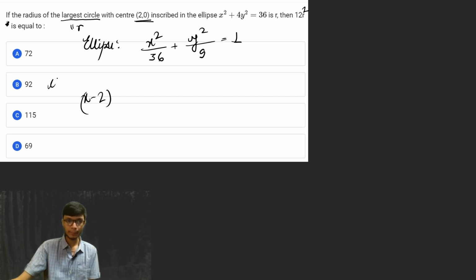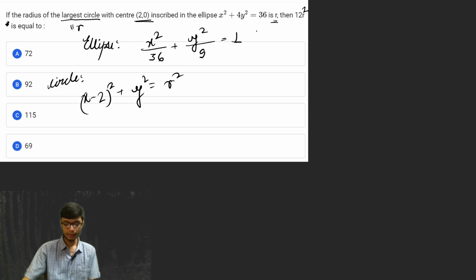The circle will be of the format (x minus 2) whole square plus y square is equal to r square, and the problem already says its radius is r. Then I have to find the value of 12r square. Now what I can do is firstly substitute the y square from the ellipse into the circle equation. Why am I doing so? Because it is saying that the circle is inscribed in the ellipse.